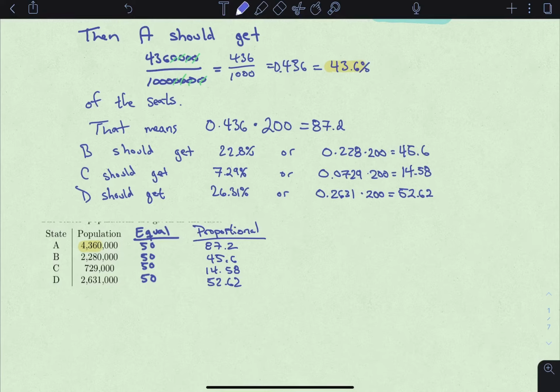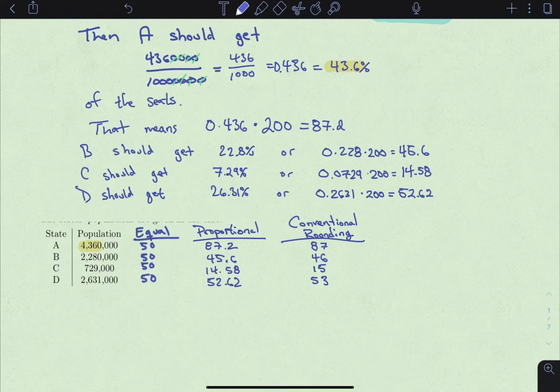So you might say, okay, let's just round it. What if we round using standard rounding rules? Let's call it conventional rounding. That's a better phrase. So 87.2 rounds to 87. 45.6 rounds to 46. 14.58 rounds up to 15. 52.62 also rounds up to 53. And now we have a whole number of seats given to each state.